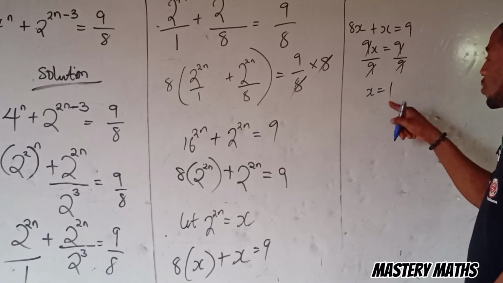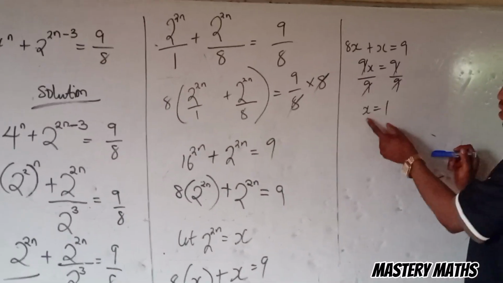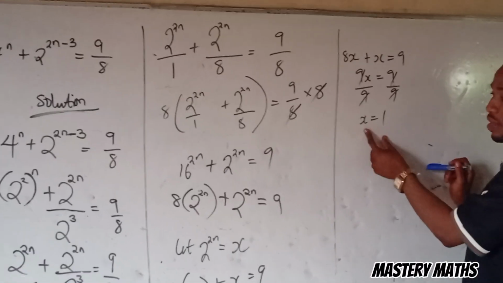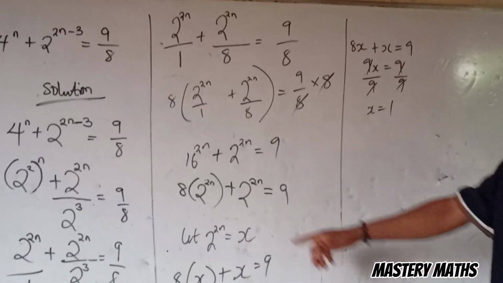This into this is 1. So our x is 1. Our x here is 1. You see it down? Now replacing it here, since our x is 1.